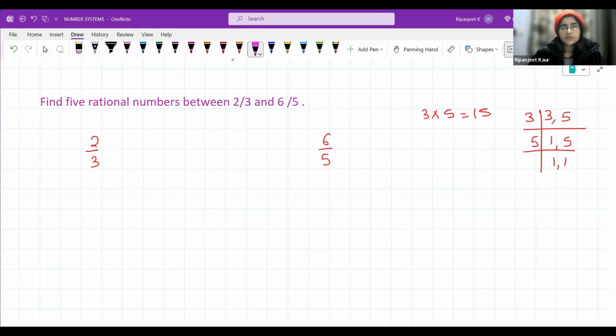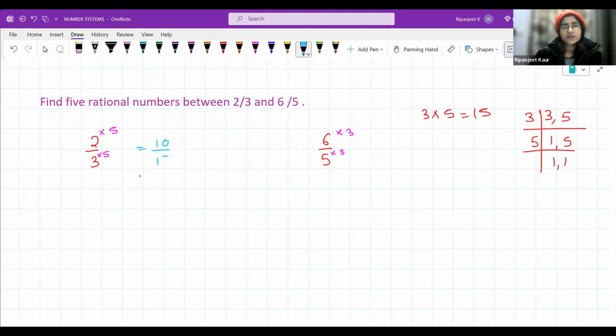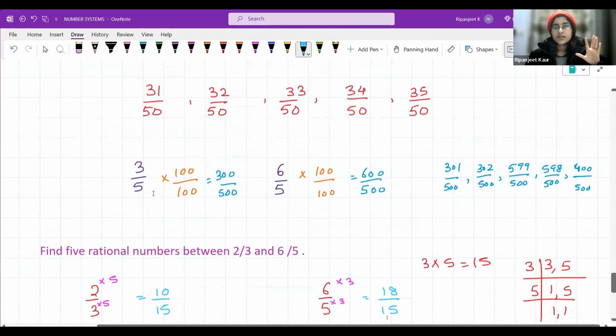How can we make this 15? Multiply it with 5. Multiply this with 3. And what are we going to get? Yes, we are going to get here 10 over 15 and 18 over 15. Okay, now the denominators are same. Everything has become same as this one.